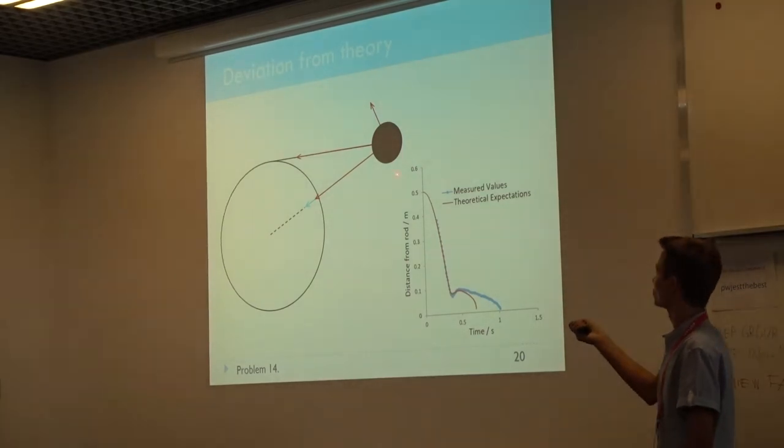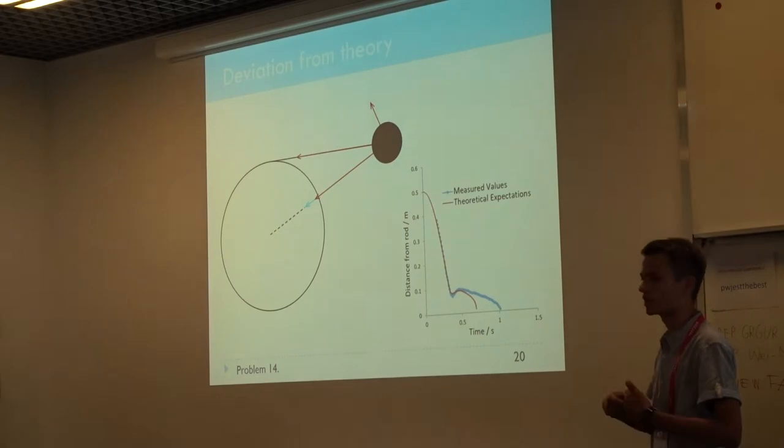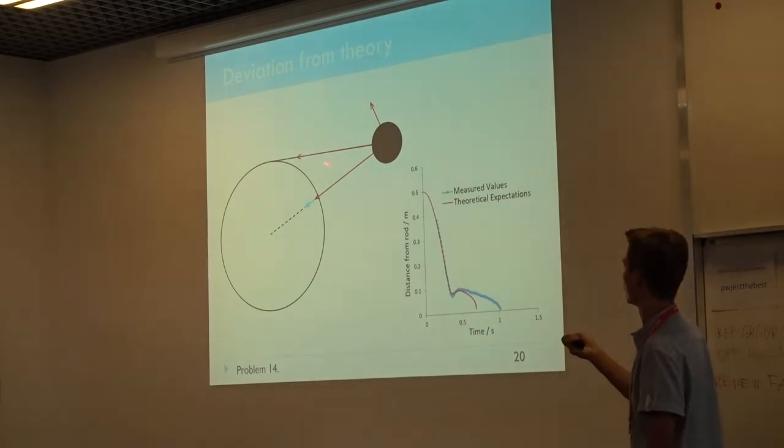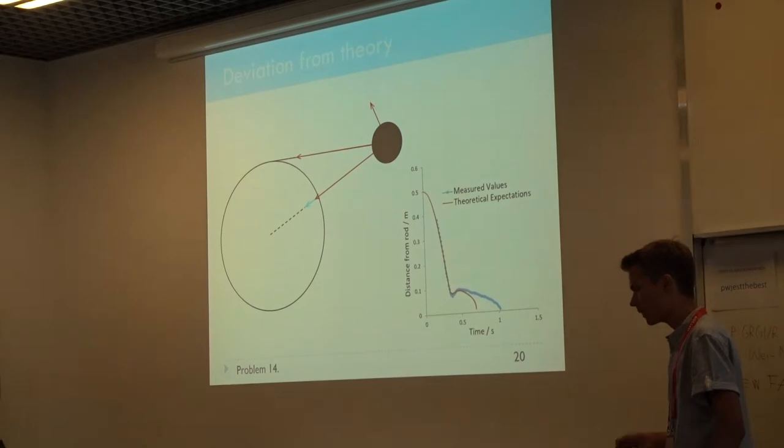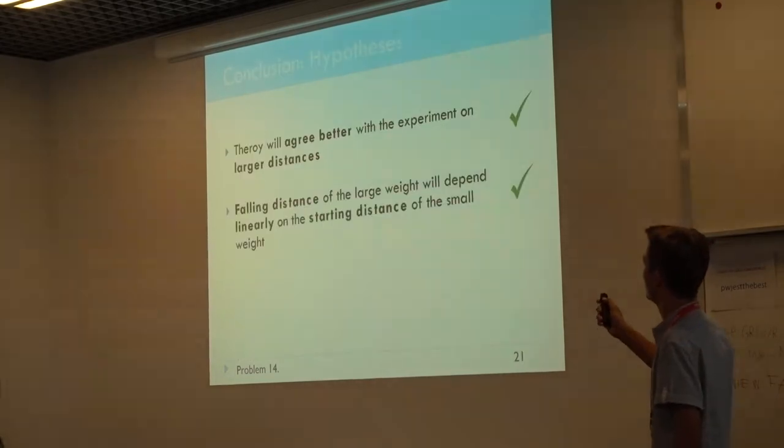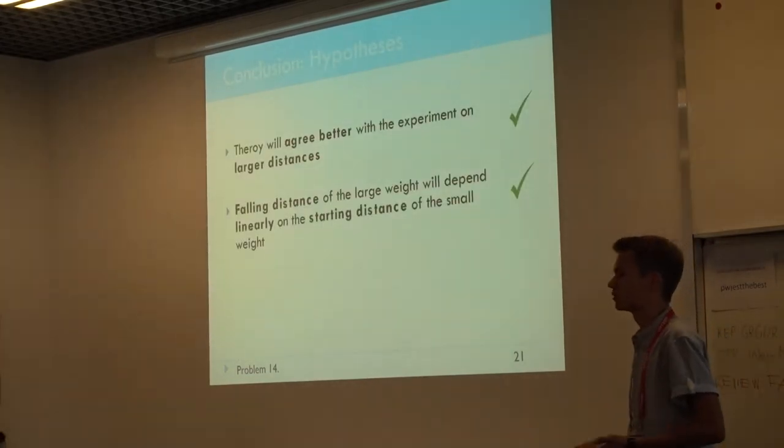And that means that there is a component of the tension which is actually slowing down the small weight and making it wrap much more slowly than it would theoretically, especially as it comes closer to the rod, because again, the experimental errors become more pronounced. So in conclusion, both my hypotheses were proven true.